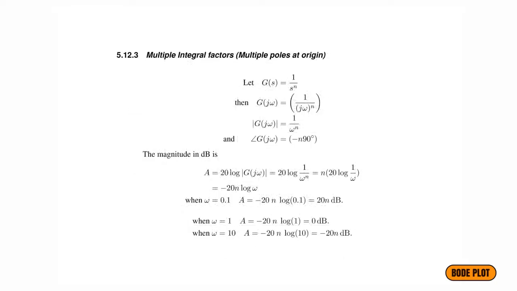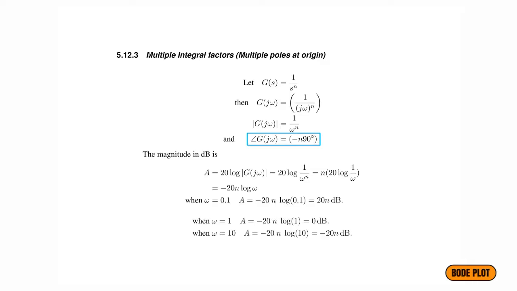Bode plot for 1 by s power n. For 1 by s, what is the slope? We got a line. The slope is minus 20 dB per decade. For 1 by s power n, the magnitude is 1 by omega power n. What is the angle? For each pole there is 90 degrees, and there are n poles. That's why minus n times 90. 2 poles means minus 2 multiplied by 90.